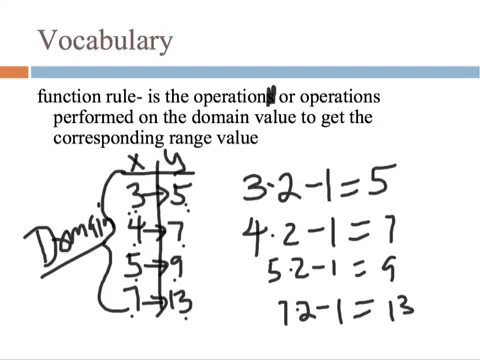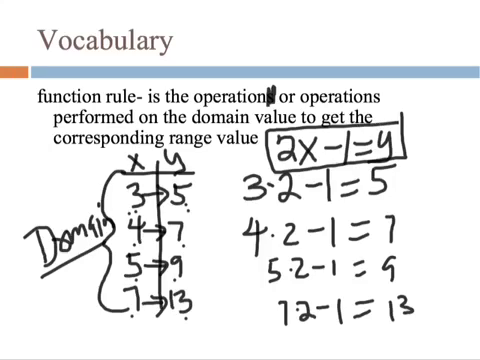So what does that mean? How do I write that? Well, I'm going to take 2 times the input value, or the x value, subtract 1, and I will get y. So oftentimes functions have rules that can be written like this, like an equation.